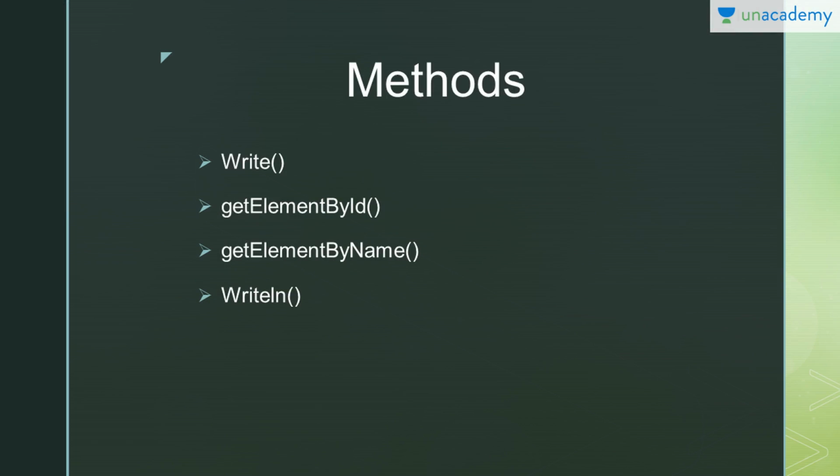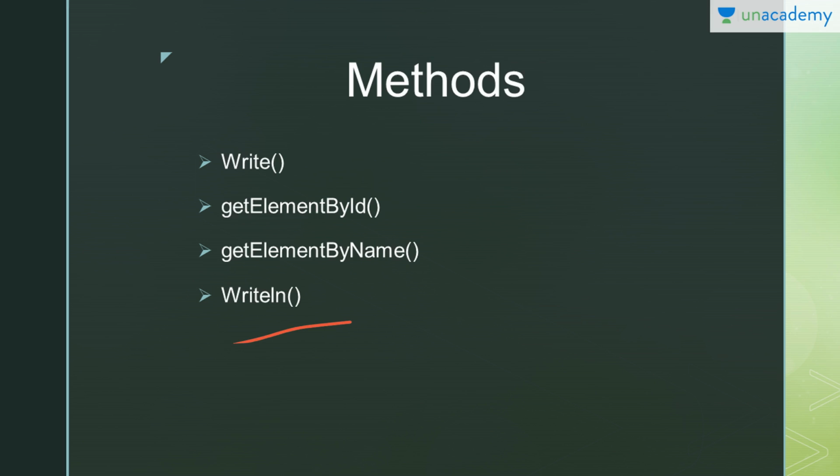So it also has methods. The very first is write. The write method is used to write anything on the screen, right? It is a document method, and it can be used either with the document object or directly, as we did in the case of the browser object model. Another is writeln. This writes the elements on the next line.